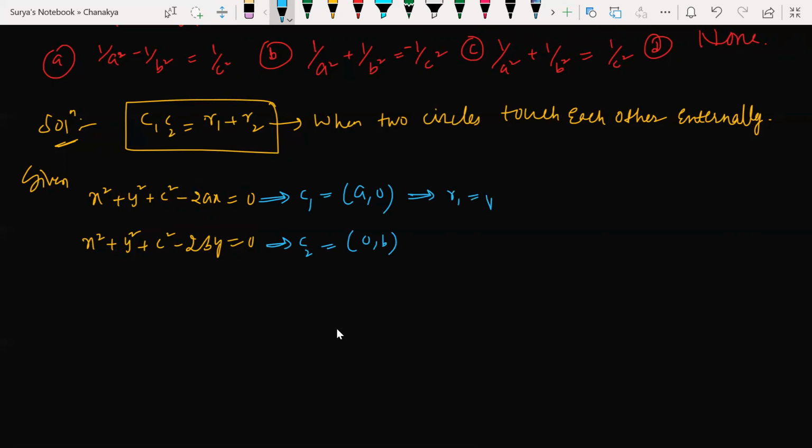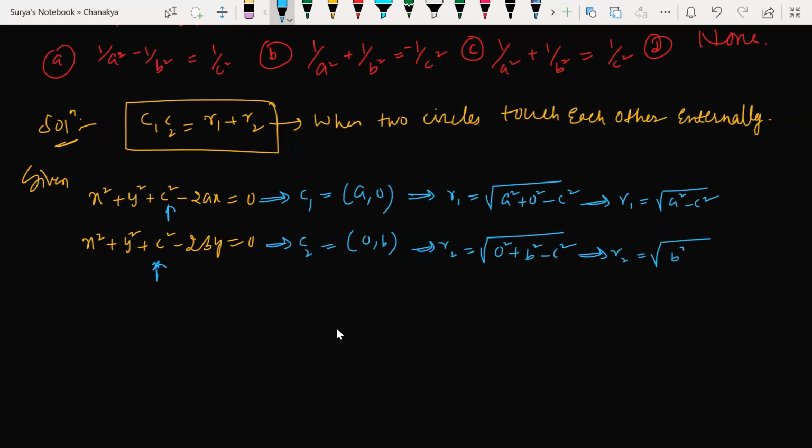What is the radius one? a square plus 0 square minus c square, where c square is a constant, so minus c square as it is. Similarly for r2: 0 square plus b square minus c square, the constant is the same. So r1 is equal to the square root of a square minus c square, and r2 is the square root of b square minus c square. Clear? r1 and r2, getting my point?